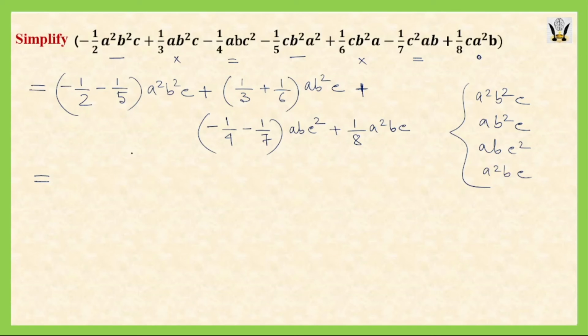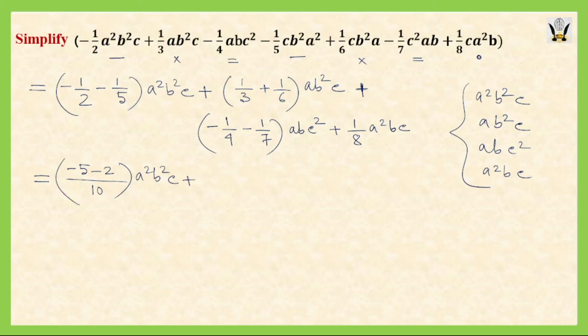After combining, it will look like this. Next we will simplify the coefficients. Here if we take the LCM of the denominator, it will be 10. Now 10 divided by 2, the quotient will be 5, so it will be minus 5. Then 10 divided by 5, the quotient is 2, so it will be minus 2. Now it is a square b square c.